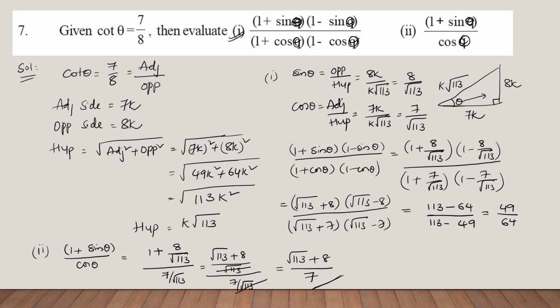Now there is one more approach to solve this particular question. (1 plus sin theta)(1 minus sin theta), I can write as (a plus b)(a minus b), which is nothing but 1 minus sin square theta by 1 minus cos square theta. For this solution we need to have an idea about trigonometric identities. Using that we can directly solve it. Right? Now let us move on to the next question.